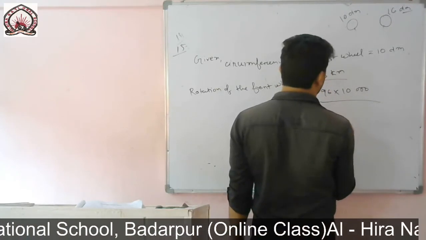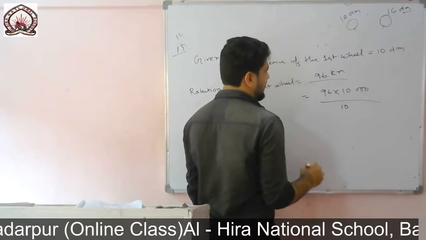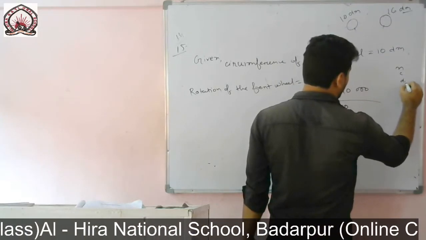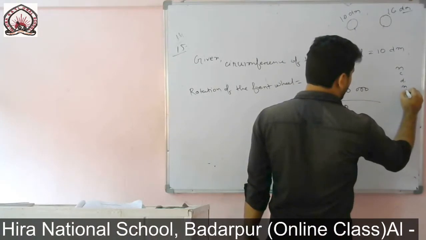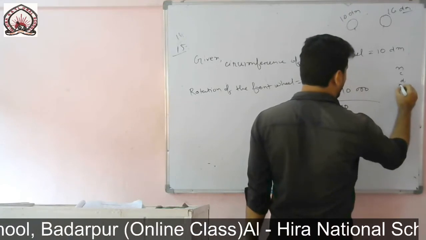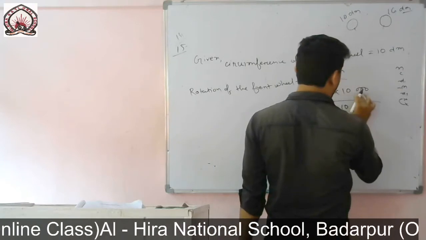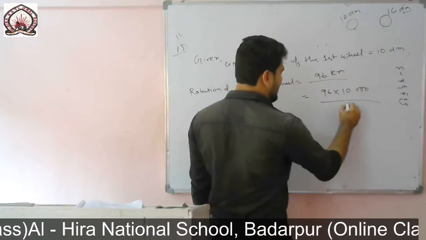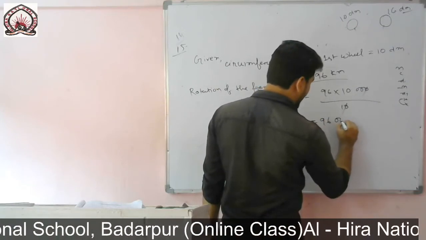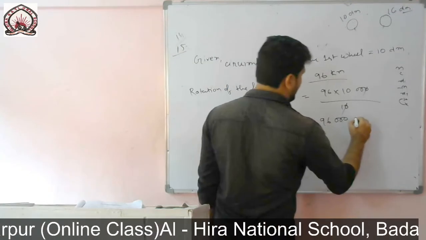So here you get 10 times the value. So we have to take this one, 1 2 3 4, 1 2 3 4. Now if we cancel the 0, then we will get 96000.